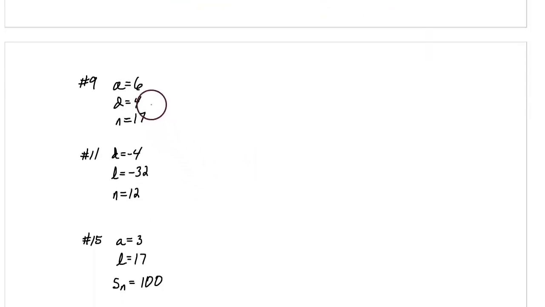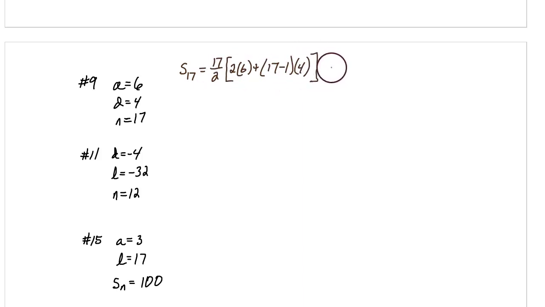Number 9, find the sum of an arithmetic series when you know this information. The first term is 6, the value of d is 4, and there are 17 numbers in the list. Well, let's use the formula that we just did. If we want the sum of 17 numbers, we take 17 divided by 2, and then in a bracket, it's 2 times the value of a, plus, and then 17 take away 1 times the value of d. And then it's a matter of evaluating that expression. You can work it out in your head or on a calculator.